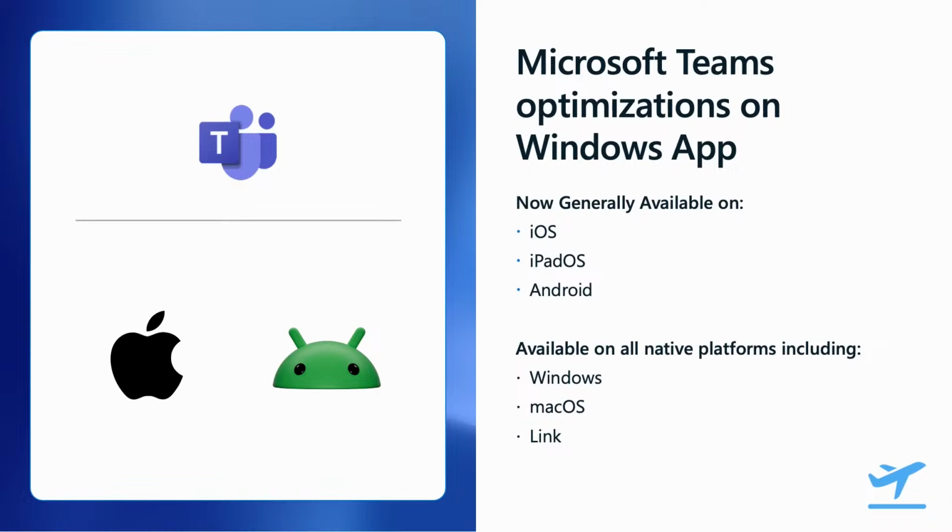iPadOS, and Android. That means if you're supporting users or executives that rely on Chromebooks, tablets, iPads, or phones as their primary work devices, they can now benefit from a dramatically improved Teams experience, one that's optimized for performance, reliability, and responsiveness in virtual environments. With this release, Teams optimizations are now available across all native Windows app clients, including Windows, Windows 365 Boot and Switch, Link, macOS, iOS, and Android. No matter what device your users are on, they can count on a consistent, high-quality Teams experience that's built for the way people work today.